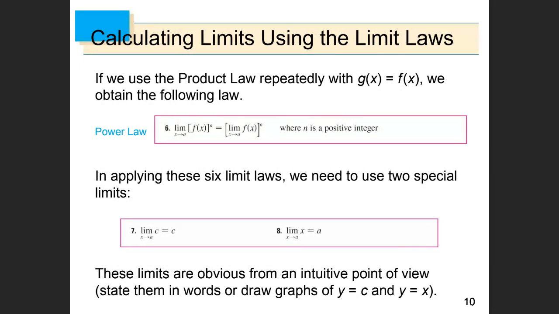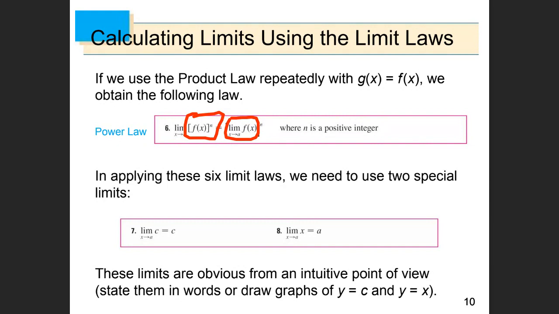We'll look at the power law now. For the power law, what does it say? It says that if you have the limit as x approaches a of f of x raised to some power n, so there you're raising your function to some power n, it's the same as evaluating the limit itself and then raising the output of that limit to the power n. So if I say the limit as x approaches a of, let's say, x squared, you can choose to find the limit as x approaches a of x on its own, and then you square your result. That's just what the power rule says.